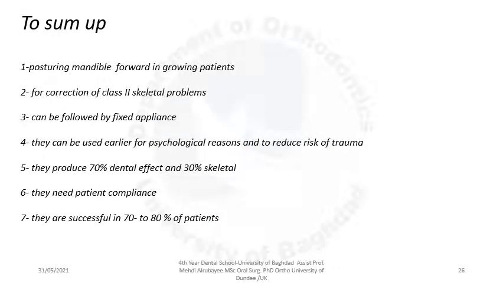So to sum up the subject of functional appliances, we should know that, first, functional appliances posture the mandible forward in growing patients. Secondly, they are used for correction of class 2 skeletal problems. Thirdly, they can be followed by fixed appliances. Fourth, they can be used earlier for psychological reasons and to reduce the risk of trauma.